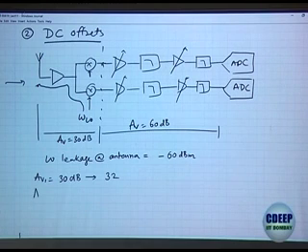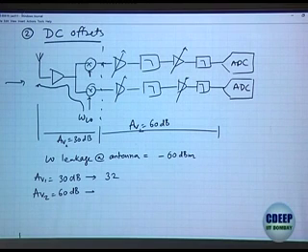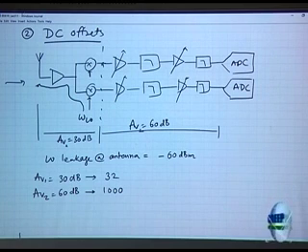So AV2 is equal to, this is AV1, AV2 is 60 dB. What does that mean? 1000, right? 10 is 20 dB. So 1000 is 60 dB, right?